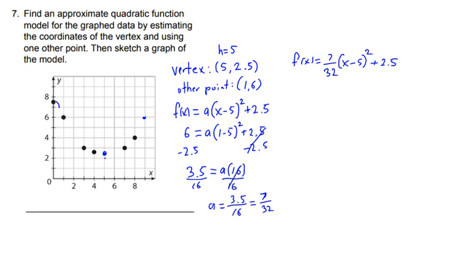Again, in this sketch, I'm not looking for anything close to perfection. You can see by mine, my sketch is nowhere near perfect either. So I'm going to look for something like this. Now we'll call that good enough. And let me just put the equation down here in the proper blank. We have f of x equals 7/32 times quantity x minus 5 squared plus 2.5.